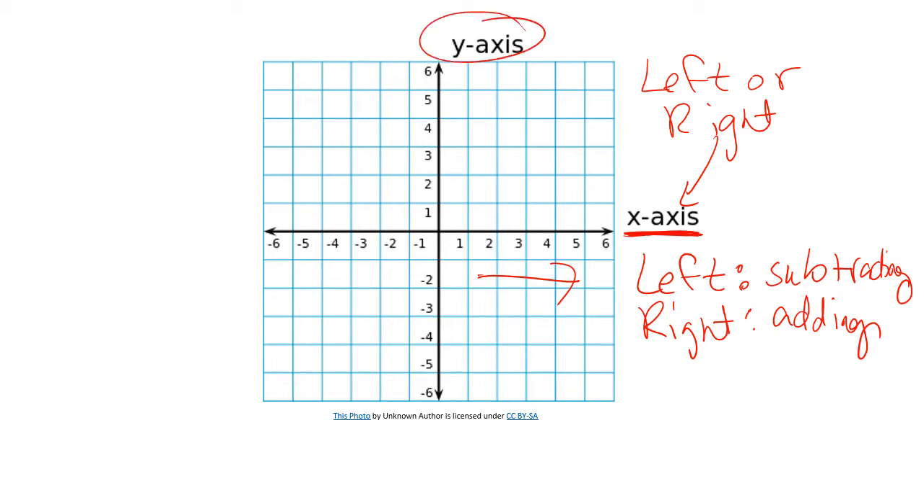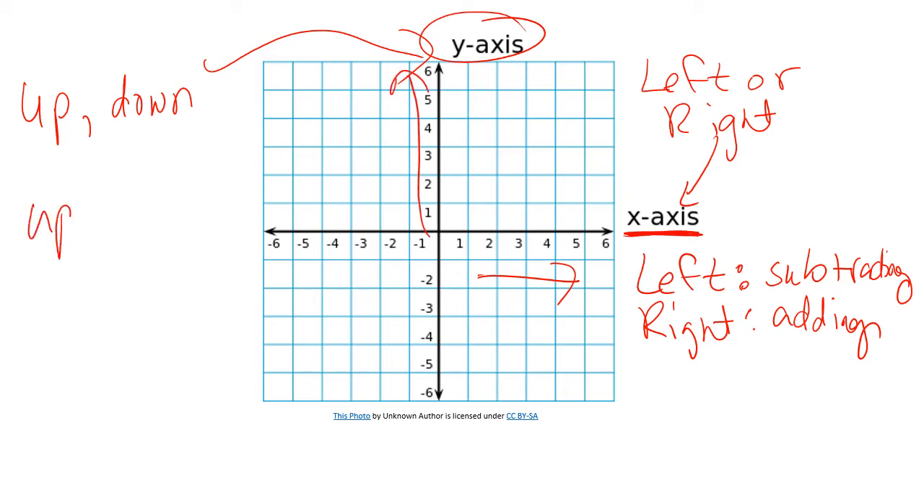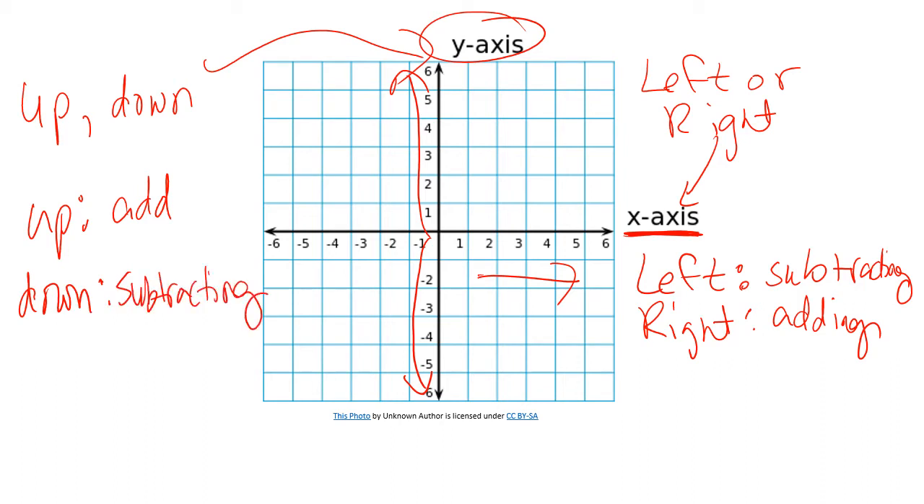All right, let's focus on the y-axis. The y-axis is our vertical axis. Notice it goes up or down. So if you read the words up or down, it means something's happening to the y's. So let's look at movement on that. If we go up, that's adding. So if you read up 5, you will add 5 to the y. Okay, look at going down. Down is subtracting. So say if you read down 5, that would mean you would subtract 5 from the y.